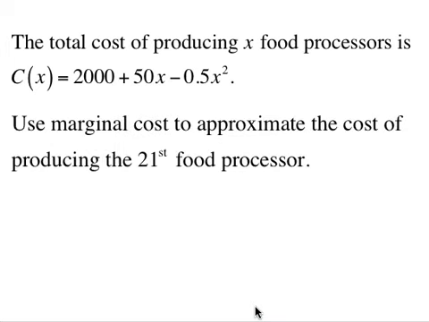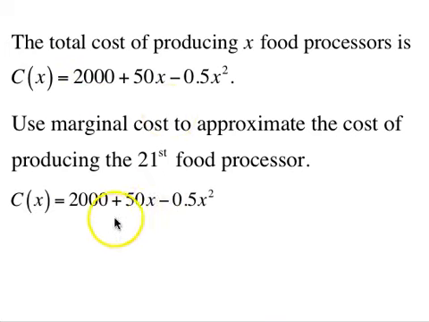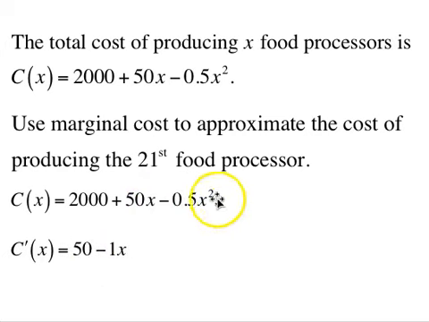To approximate this with the marginal, we're going to take a derivative. So the derivative of C will be C prime of x. So C of x is 2,000 plus 50x minus a half x squared. C prime of x, the derivative of 50x is 50. The derivative of a half x squared is a half times 2x, or 1x. So C prime of x is 50 minus 1x.